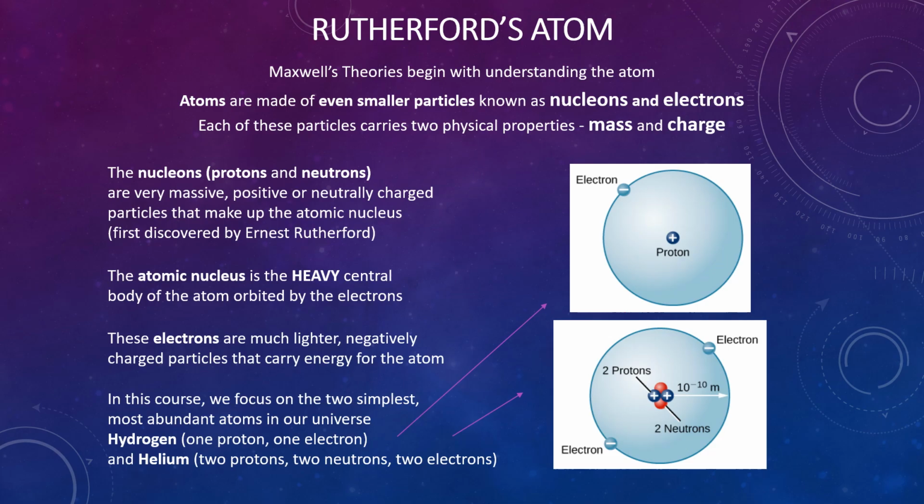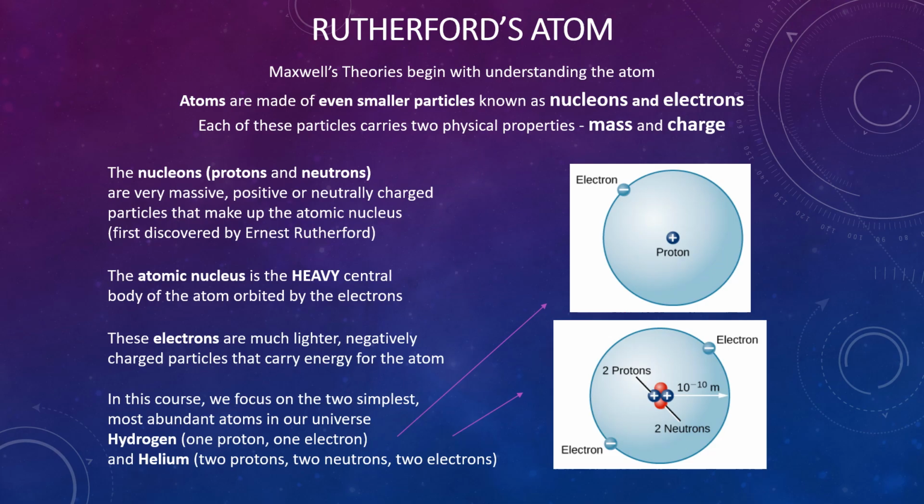And every one of these particles has two physical properties: mass and charge. So the nucleons are the protons and the neutrons. They are the particles that reside in the nucleus. Protons are positively charged, as their name sounds, and neutrons, as their name sounds, are neutrally charged, meaning they have no charge. They have a zero charge. They're neutral, the neutrons. And it was Rutherford who discovered that the nucleus was very massive and positively charged.